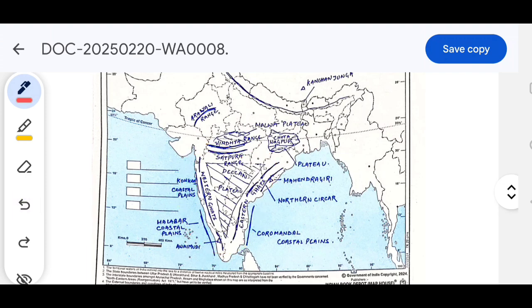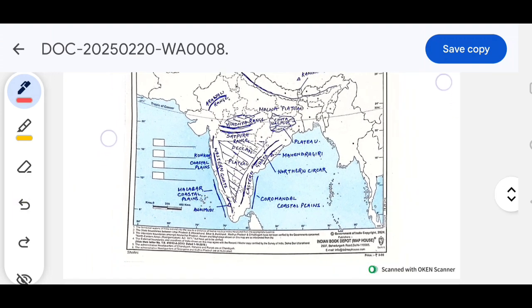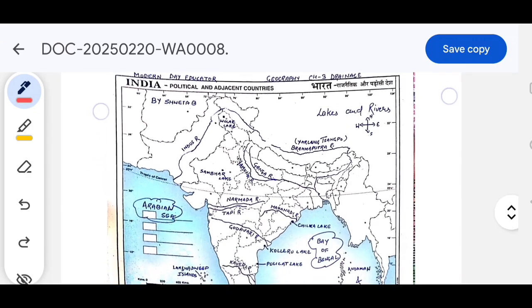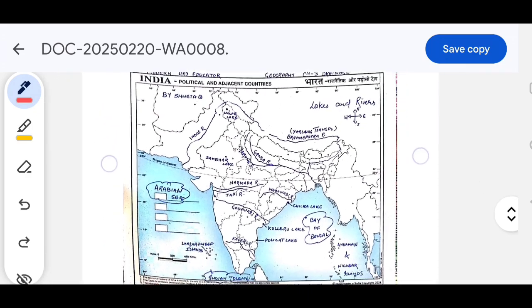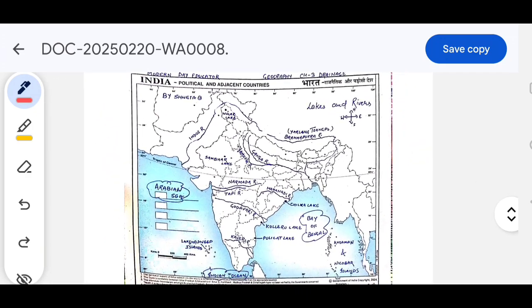Map work from geography. Now let's come to the third chapter, which is drainage. Here I have selected a few rivers which are mentioned in your syllabus, and out of that also I have taken the very important ones. First of all, I'll be discussing the water bodies. The big water bodies, which is sea.